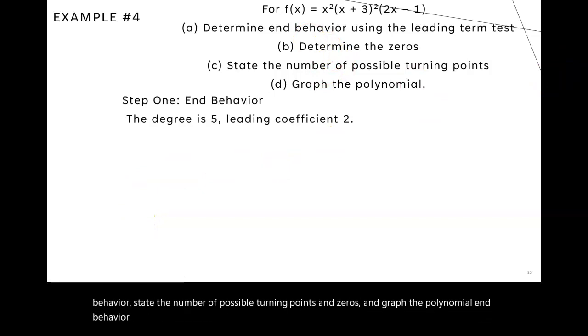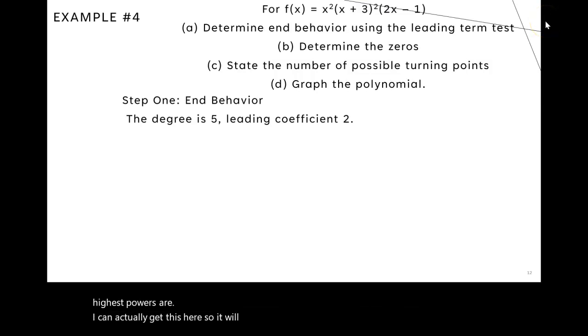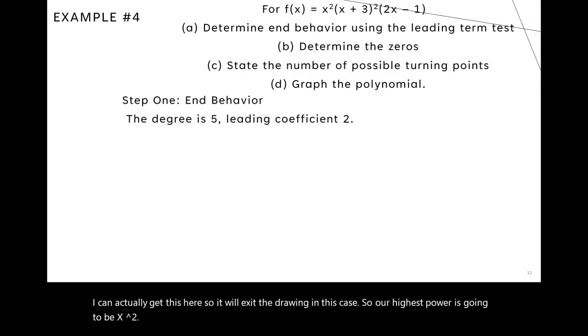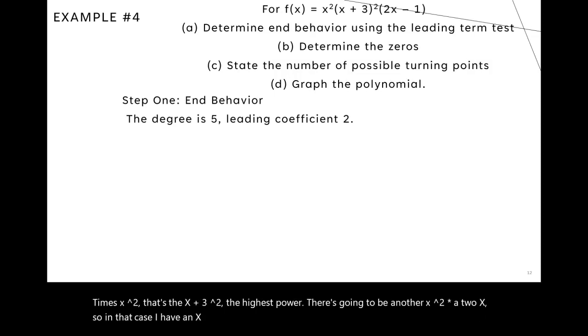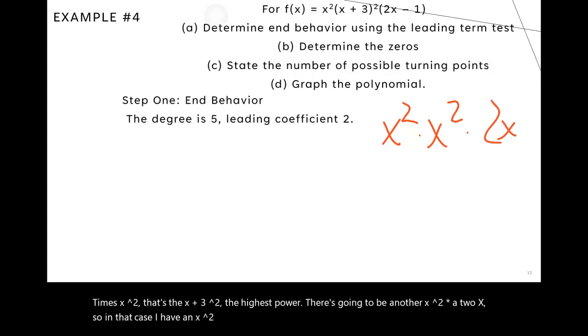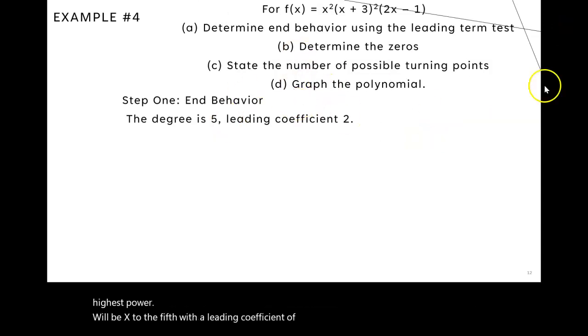You always have to look at what the highest powers are. So our highest power is going to be x squared times x squared. That's the x plus 3 squared. The highest power there is going to be another x squared times a 2x. So in that case, I have an x squared times an x squared times a 2x. And altogether, that will mean that my highest power will be x to the fifth with a leading coefficient of 2. Our degree is 5, leading coefficient is 2.